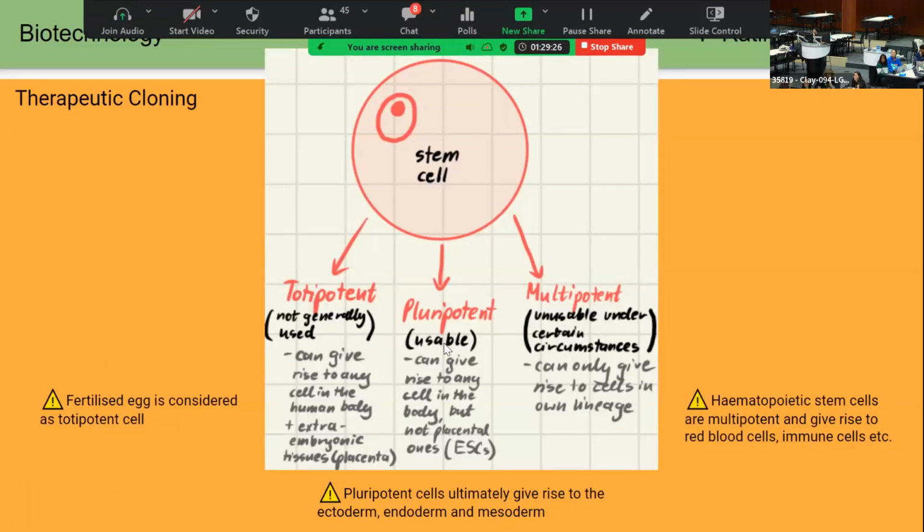Pluripotent is the one that's quite usable. These can give rise to any cell in the body, but not placental ones. This is what you refer to when you say embryonic stem cells. And then multipotent is less usable under certain circumstances because they only give rise to cells in their own lineage.